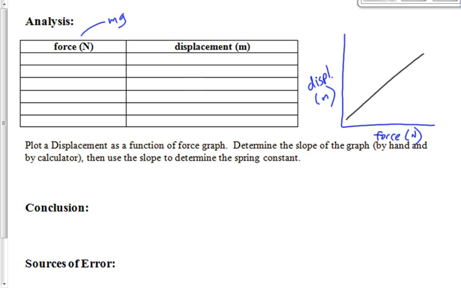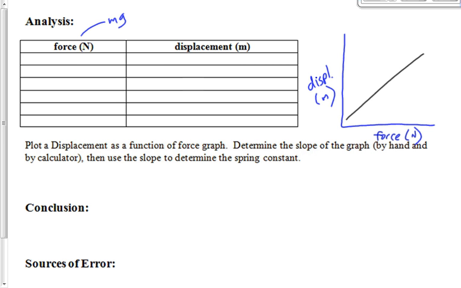At the beginning of the year, we did position versus time graphs, and you know that the slope of a position versus time graph means velocity, or the slope of a velocity-time graph means acceleration. You know that. But you know that because I told you that. How would you have figured that out yourself? How will we figure out what the slope of this graph represents?